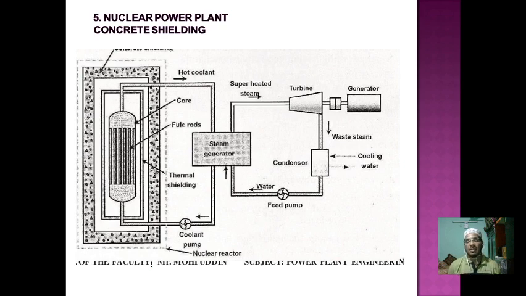In the steam generator, we are producing steam energy, and the steam is produced superheated. That superheated steam goes to the turbine and then to the generator to produce energy. Whatever waste steam is there goes again to the condenser, and in the condenser the steam becomes cooled water. Then the water goes to the steam generator with the help of the feed pump.